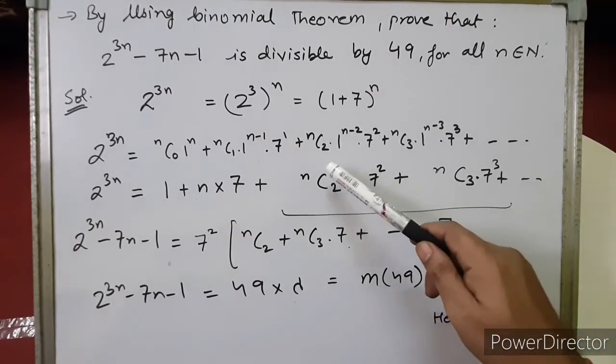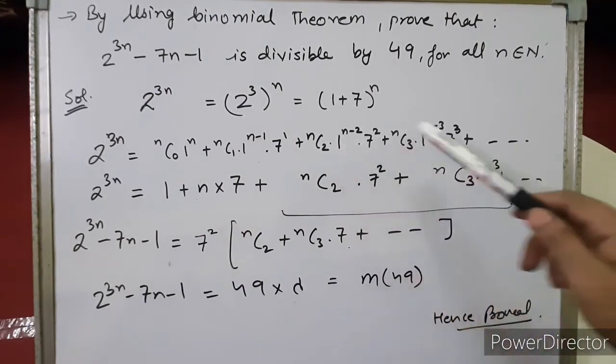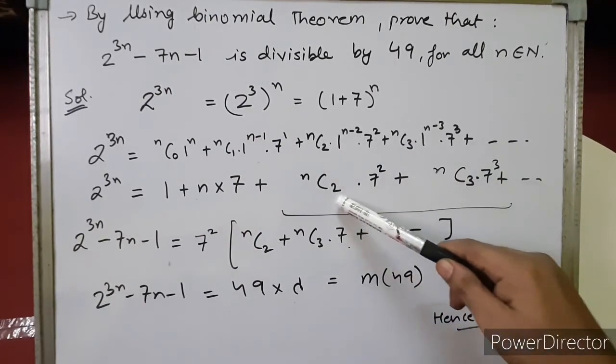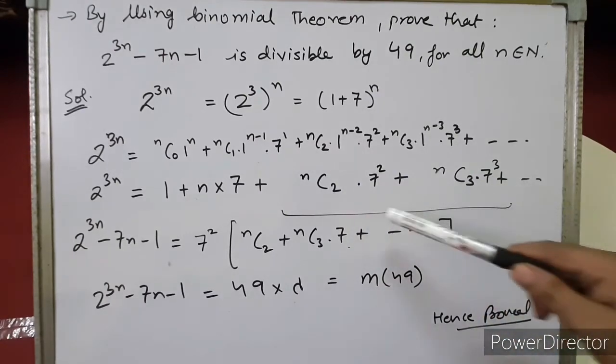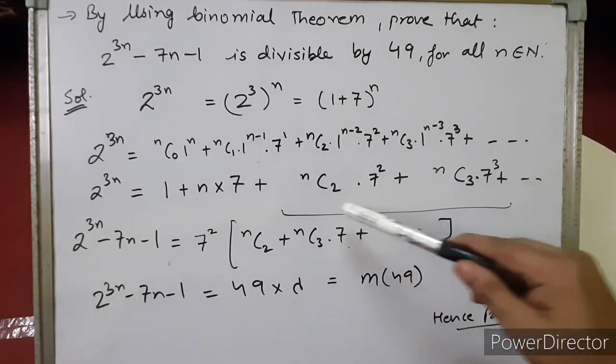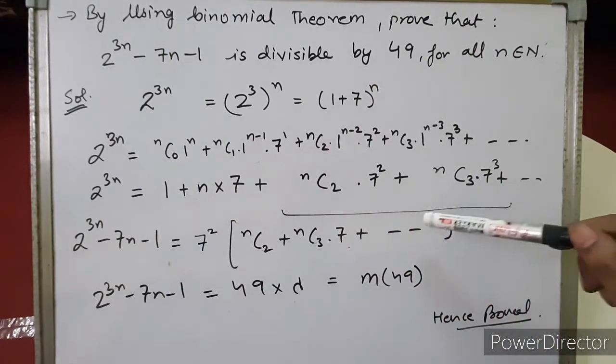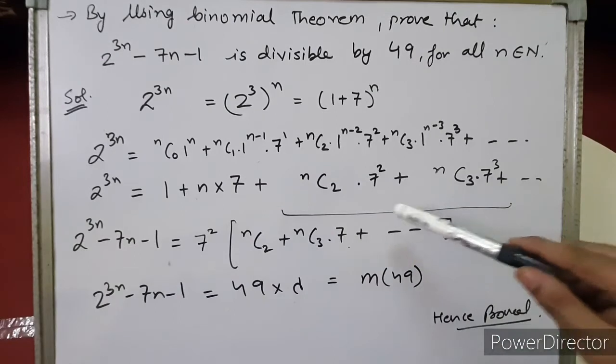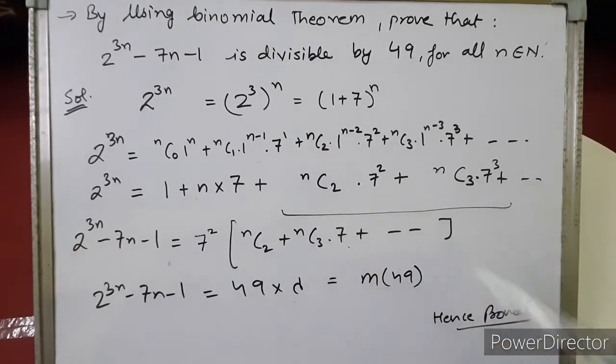Now you can see that in the further terms we'll get 7², 7³, 7⁴, 7⁵ and so on, right? So from all the remaining terms except the first two terms we will have 7² common. So let's transfer the first and second terms to the left hand side. It will become 2^(3n) − 7n − 1, and take 7² common from the remaining terms, so it will become 7²[nC2 + nC3 × 7 + and so on].